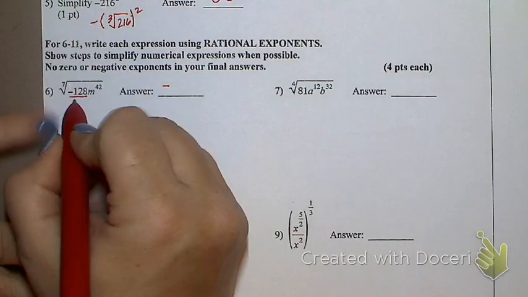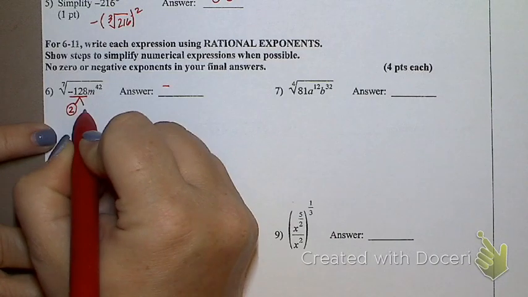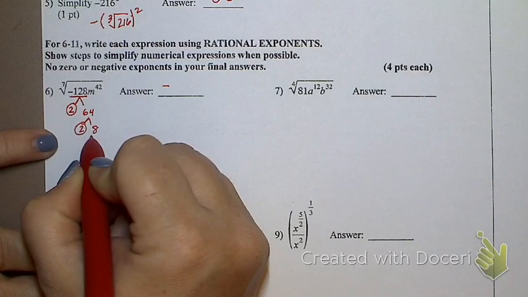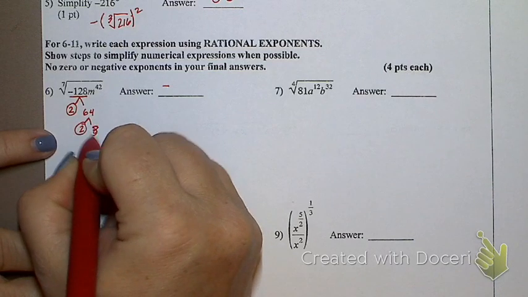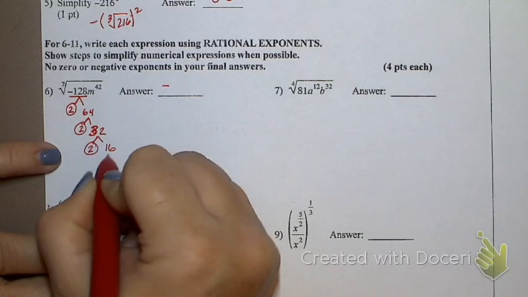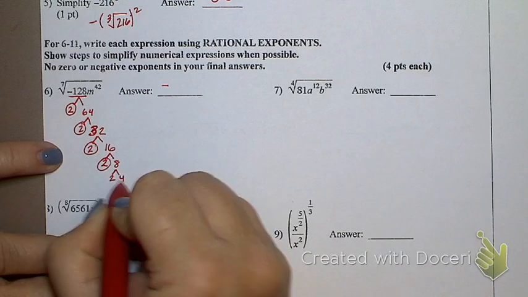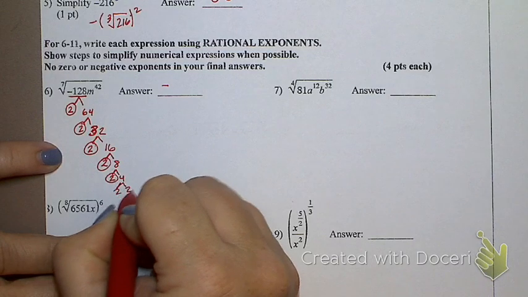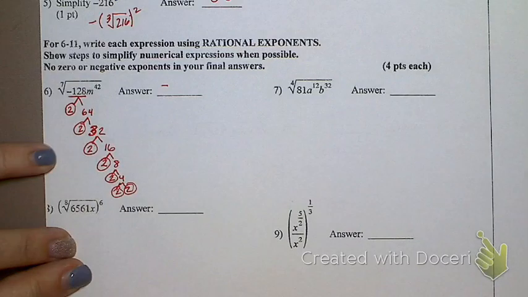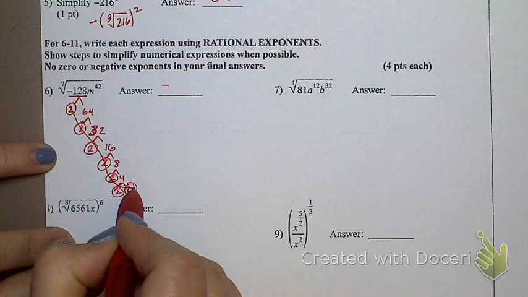So I just need to figure out what I can take out. Let's see, 128 is 2 times what? 64? Sorry, 2 times 64. I'm jumping ahead of myself. That would be 2 times 32, 2 times 16, 2 times 8, 2 times 4, and 2 times 2. How many 2's is that? 1, 2, 3, 4, 5, 6, 7. How many of a kind do I need to take out? 7. So guess what? I have a negative 2.